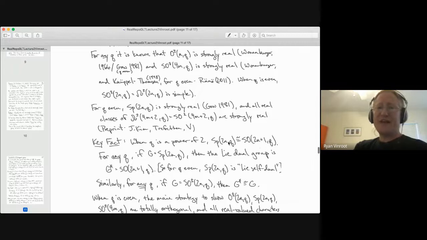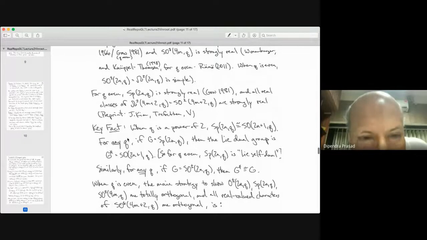So this is a key fact. When Q is a power of 2, these two groups are isomorphic: the symplectic group and the special orthogonal group of odd dimension. Which also means that SO2n sits inside Sp2n, I suppose.